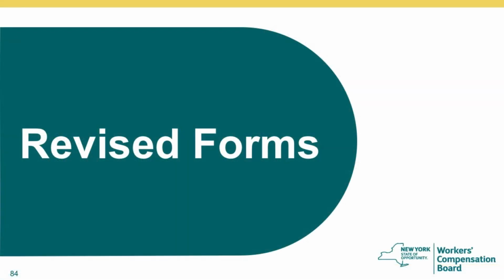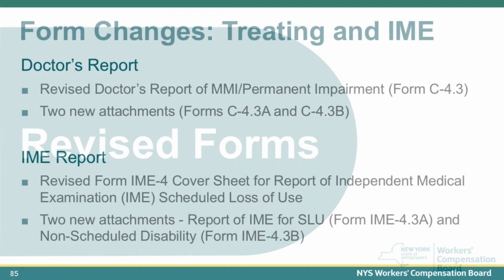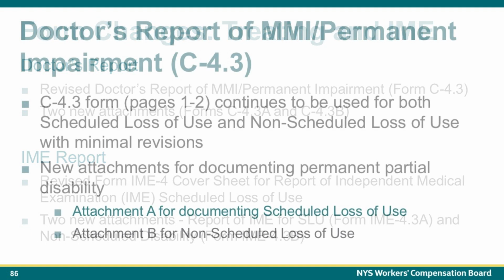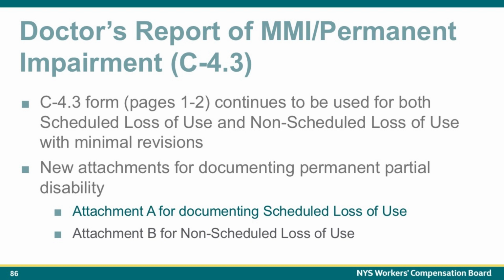We will now review the revisions to the C4.3 form. Form C4.3a, Attachment A, is used to document an SLU determination. Form C4.3b, Attachment B, is used to document non-scheduled permanent partial disability assessments. Form C4.3 will continue to be used as a baseline for the submission of the impairment report. The attachments should be added to Form C4.3.